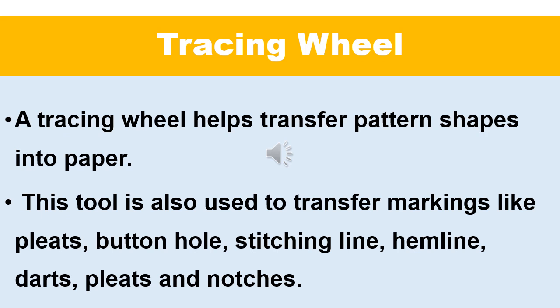The tracing wheel. A tracing wheel helps transfer pattern shapes into paper. This tool is also used to transfer markings like buttonhole, stitching line, hemline, darts, pleats, and notches.